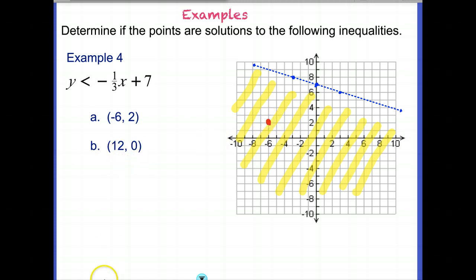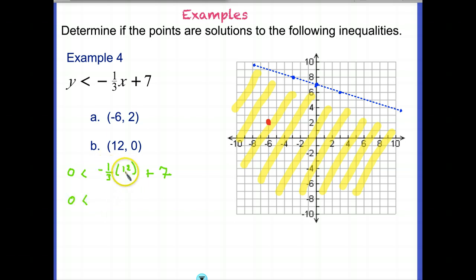So in this case, I am going to have to look at this algebraically to see if that is a solution. So let's go ahead and plug in 12, 0 into our equation. So let's plug in 12 for x and 0 for y. So we have 0 is less than negative 1/3. We're going to plug the 12 in for x. And then we have plus 7 on the end. Now all we have to do is simplify and see if this is a true statement.